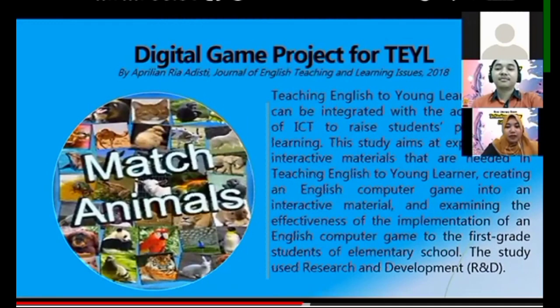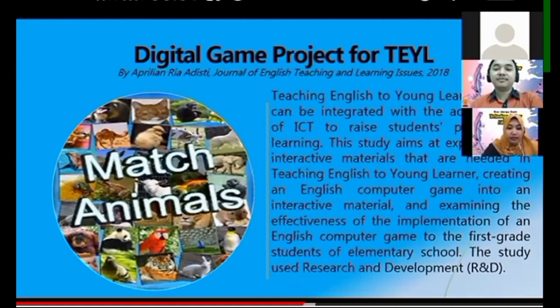Okay, next please. Well, right now I would like to share my research article, which is also about ICT in teaching English to young learners. This article has been published in the Journal of English Teaching and Learning Issues, JETLI, in 2018, entitled Digital Game Project for Teaching English to Young Learners.